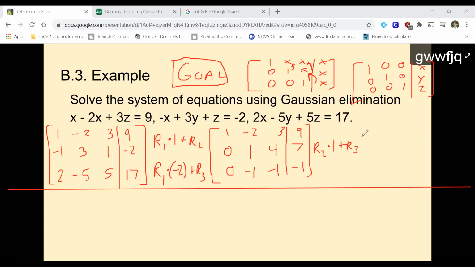All right, so I'm going to go ahead and do that. This time, the only row that's changing is row 3. So I'm just going to copy my first 2 rows. 1, -2, 3, 9, 0, 1, 4, 7. All right.